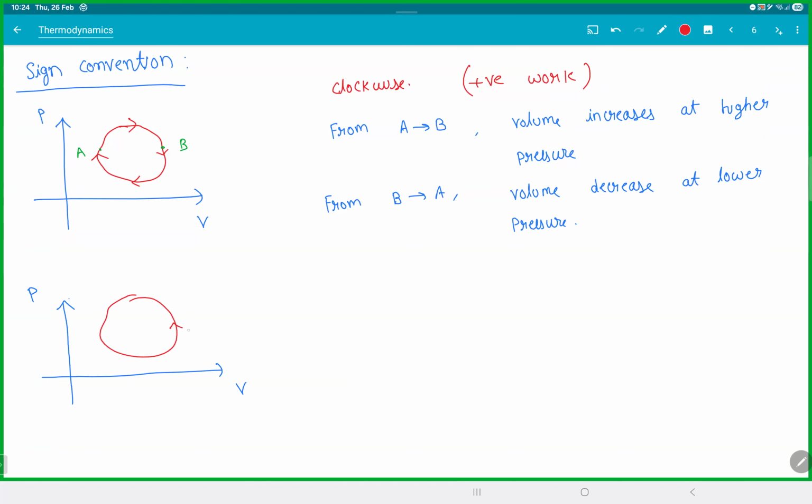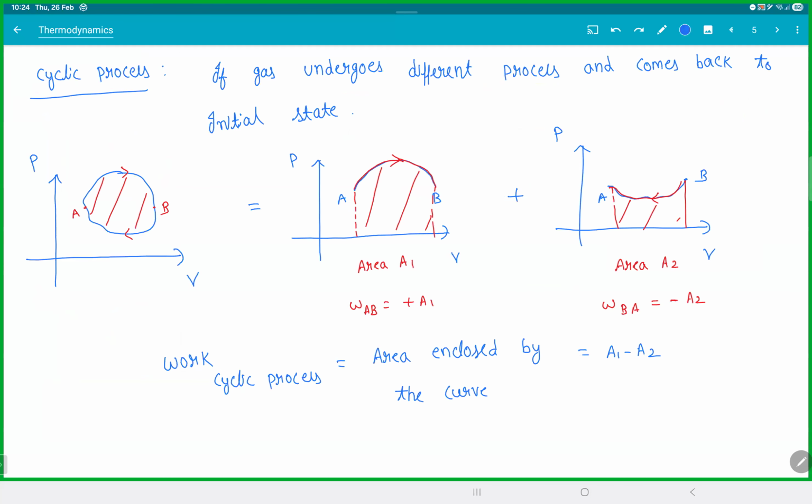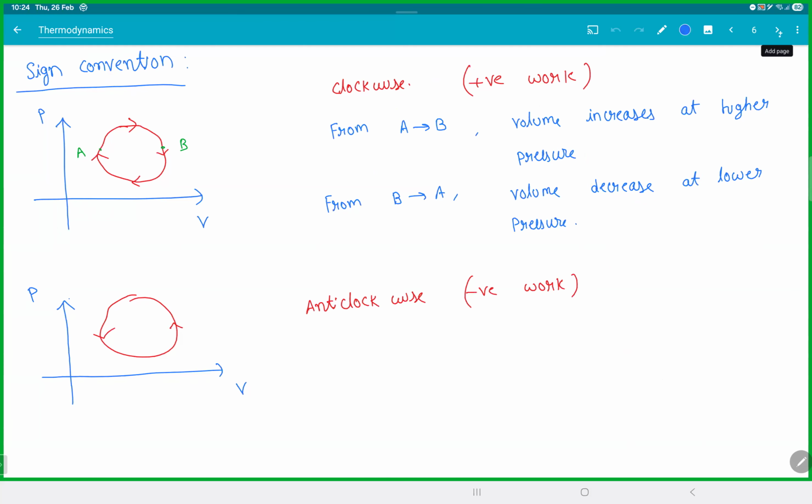The same graph, if you have arrows like this, so anticlockwise is negative. You're expanding at low pressure and you're compressing at high pressure. Clear with this? So that is a little about the work. Clear, everyone?